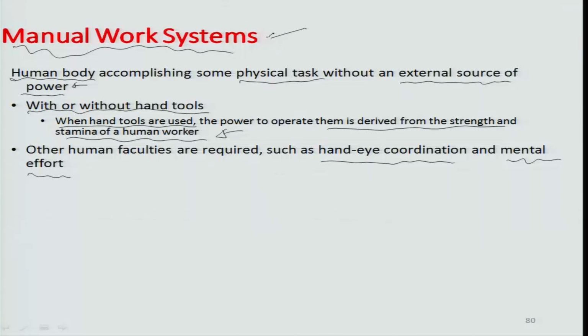So you can look at whatever we have listed so far as an organized way of representing and critically examining work systems: systems of the manual work type, systems of the work-machine type, and systems where there is an automation level involved.